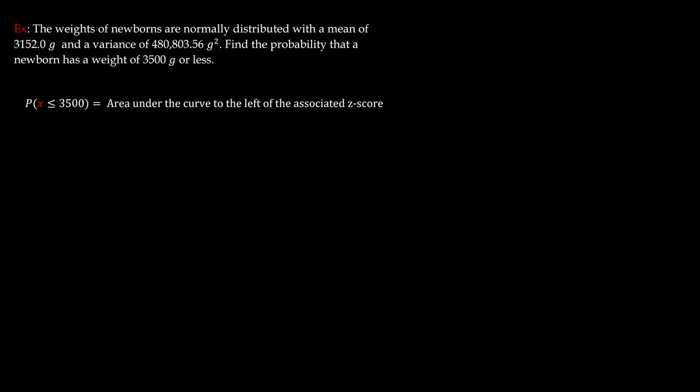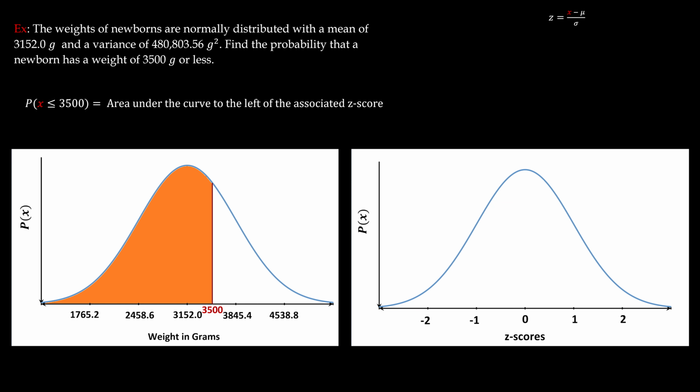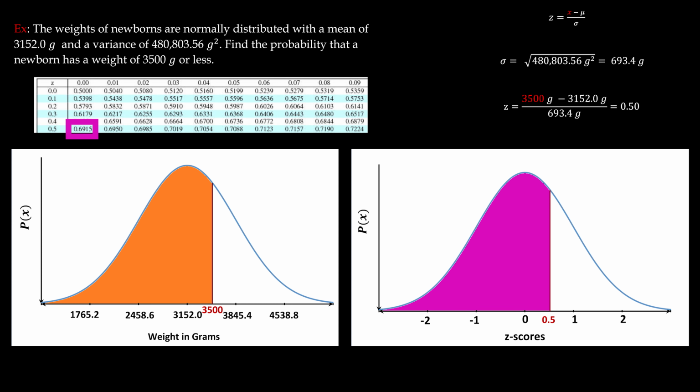We know our data is normally distributed with a mean of 3,152. Then 3,500 is here, and thus we are looking for this shaded region. First, we must find the z-score associated with 3,500 grams. Remember, the standard deviation is the square root of the variance. So the standard deviation here is 693.4 grams. The area to the left of a z-score of 0.5 is 0.6915. Therefore, there's a 69.15% chance that a newborn will have a weight of 3,500 grams or less.